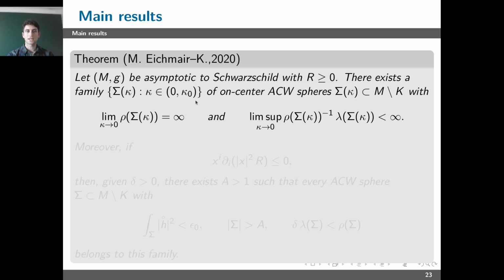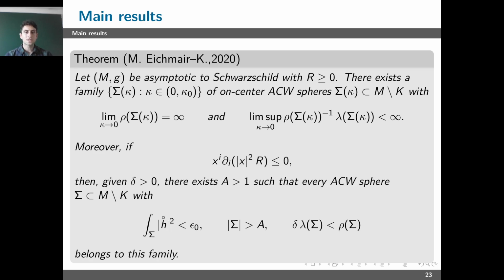And then as kappa tends to 0, the inner radius of these spheres tends to infinity, so these spheres move off to infinity. And also the ratio of area radius versus inner radius remains bounded, so these spheres don't become completely off-centered. And in particular, what this means is that this family over here sweeps out the complement of a compact subset.